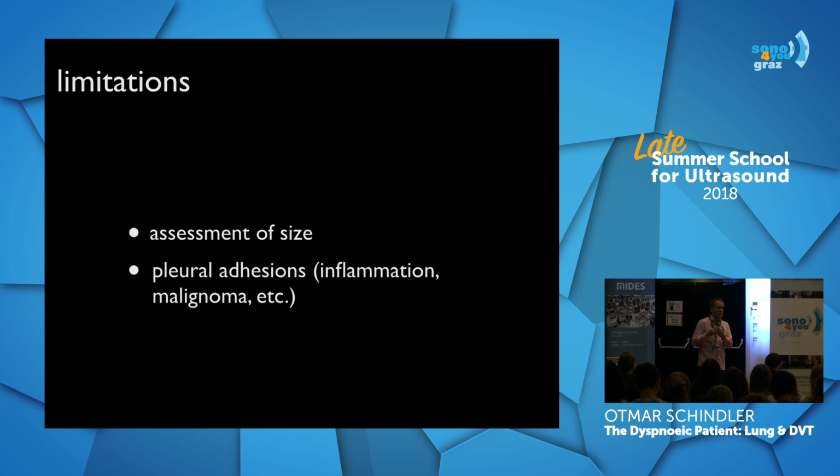Because as soon as there is reflection of the beam at the beginning of the pneumothorax, you don't see anything behind it. You just see the artifacts. You don't know how big the pneumothorax is.